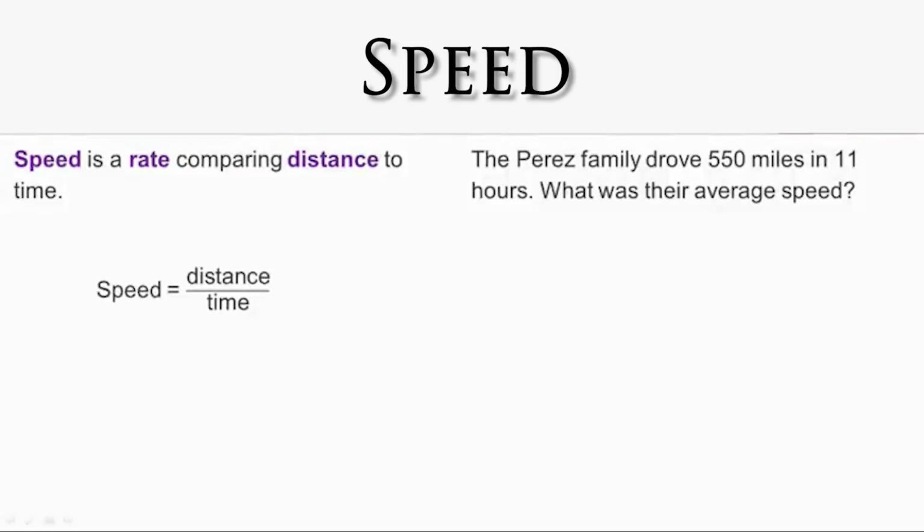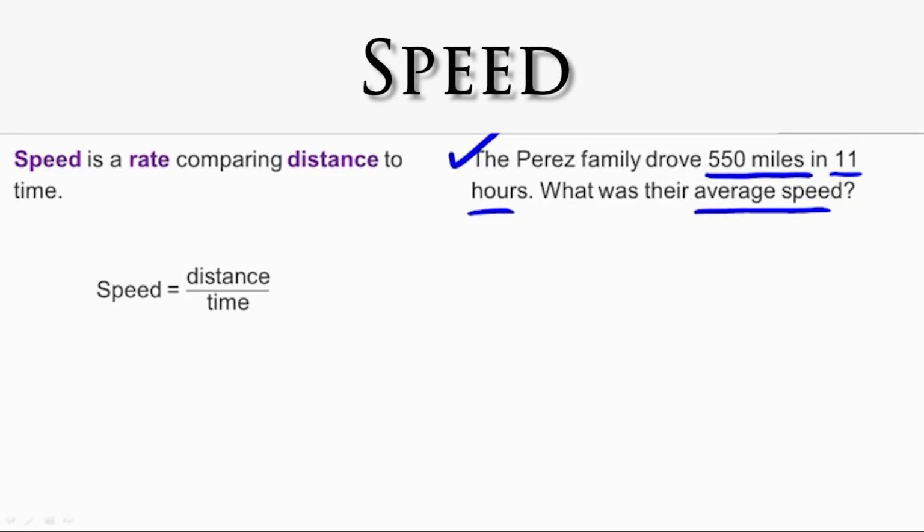Let's get started by reviewing speed. Speed is a rate comparing distance to time. Here we have the speed formula: speed equals distance over time. Now we're going to use that formula to answer the sample problem here on the right side of the screen. The Perez family drove 550 miles in 11 hours. What was their average speed?